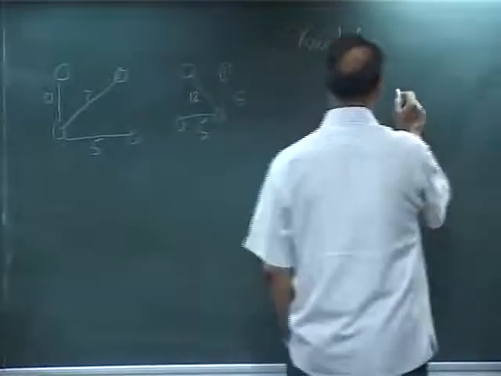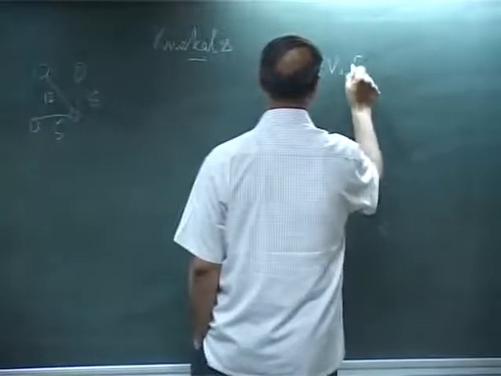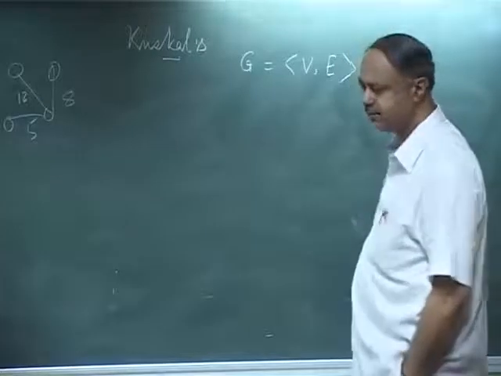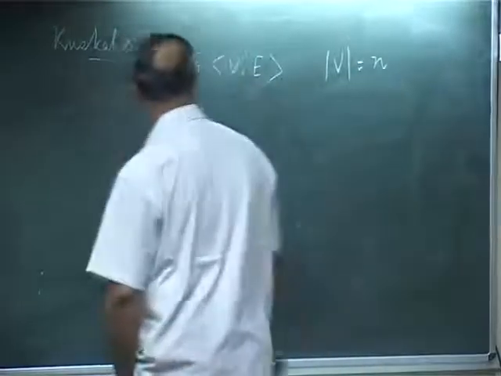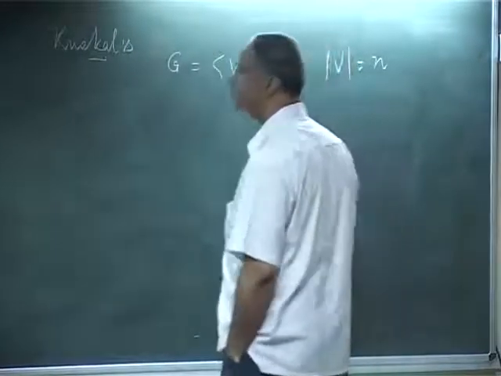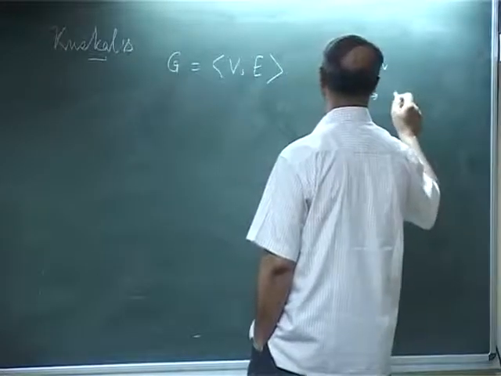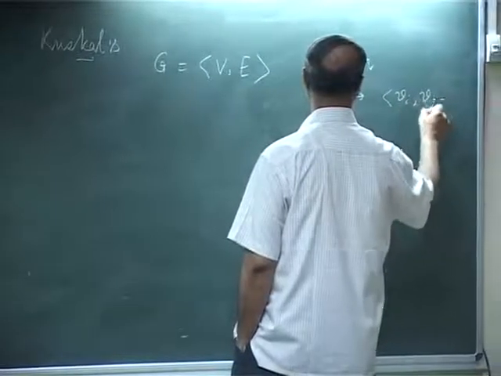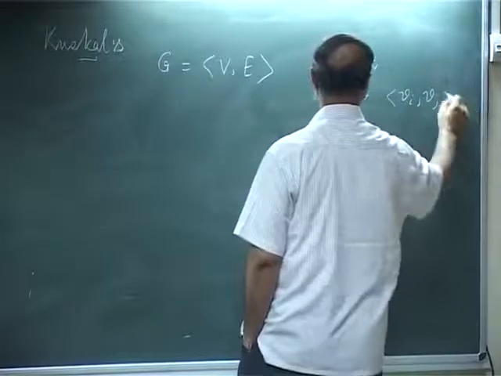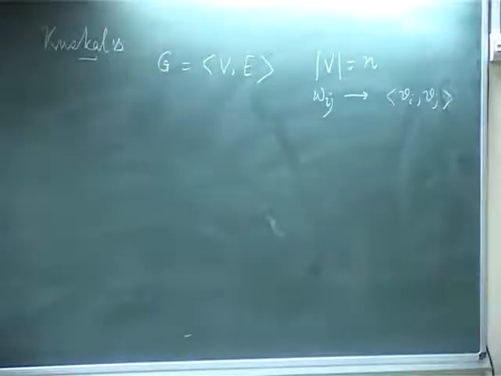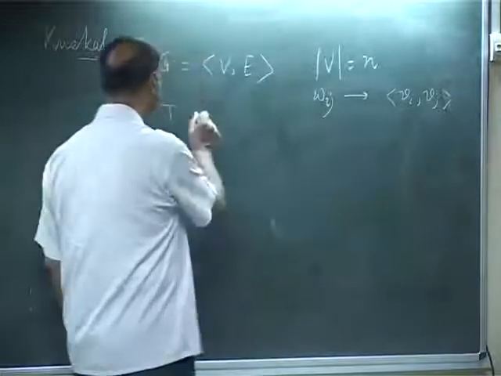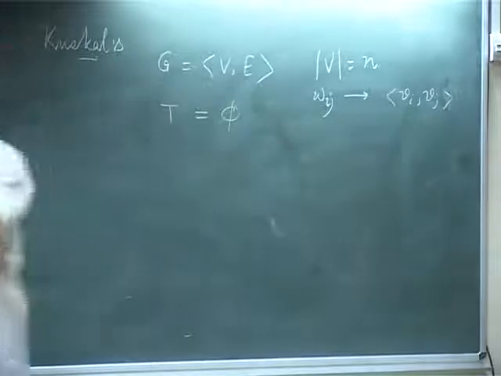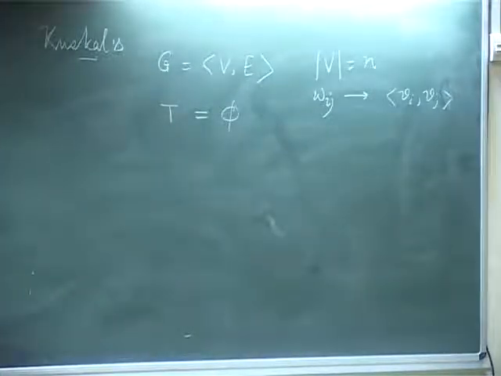And let us be given the graph with V as the set of vertices and E as the set of edges. And let us assume the number of vertices is n. And Wij is the weight assigned to the edge between Vi and Vj. Now since I have to obtain a tree, let T be the tree. Initially it is a null tree. Okay. And we have to finally obtain, if possible, a tree having n minus 1 edges.